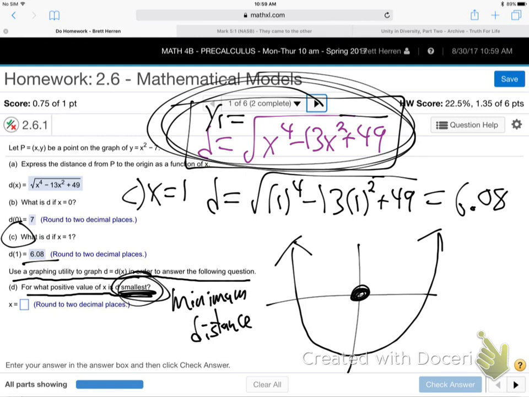Boom, there we go. 2.549. I don't know how many places they want. Round to 2 decimal places, yeah. So 2.55, I guess. So x equals 2.55. And y is something else, but I'll write down y just in case they want it later. It would round to 2.60.